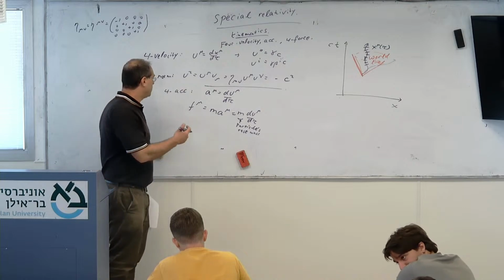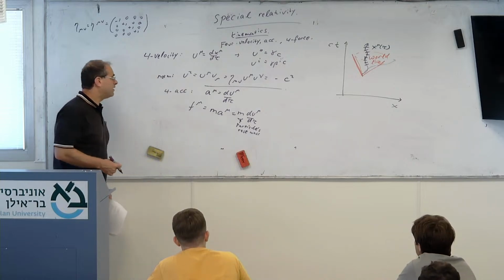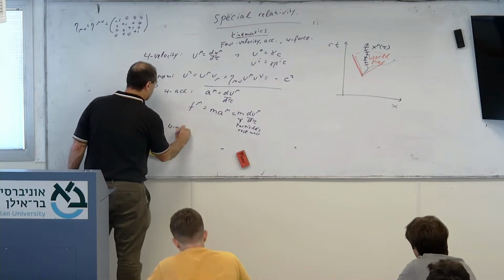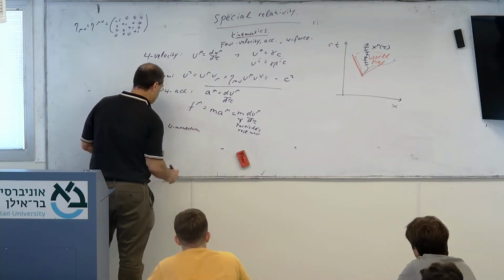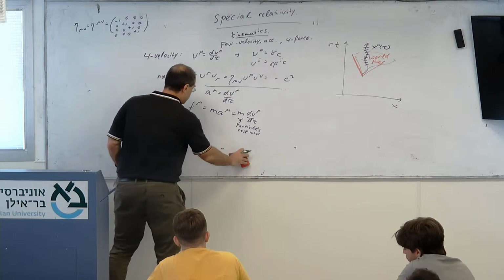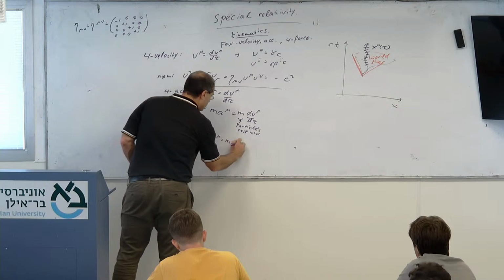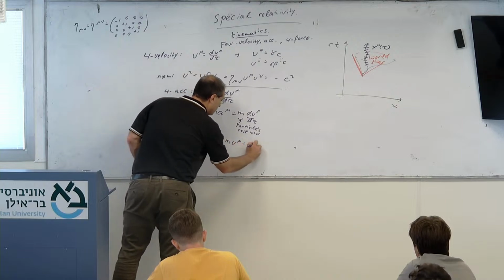So the next thing is the 4-momentum. How am I going to define the 4-momentum? P mu is just m u mu, or m dx mu over d tau.